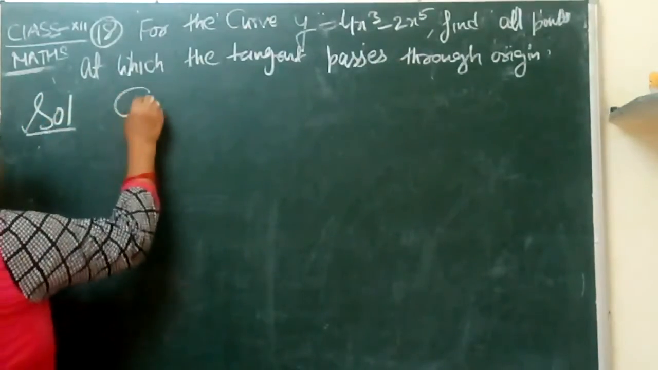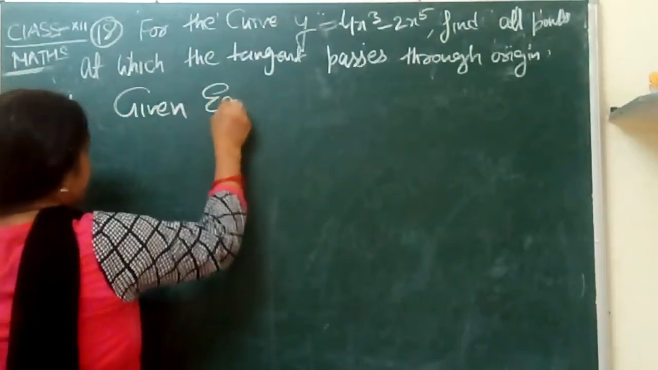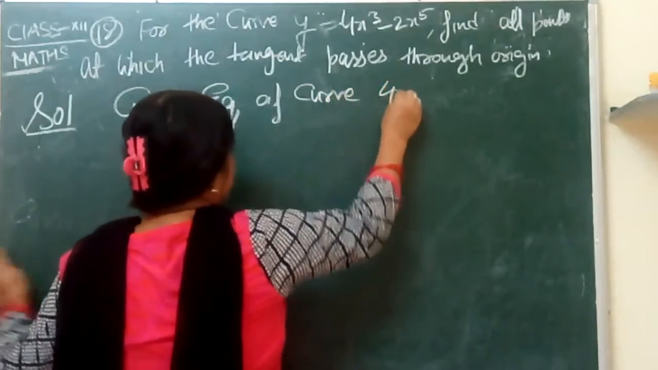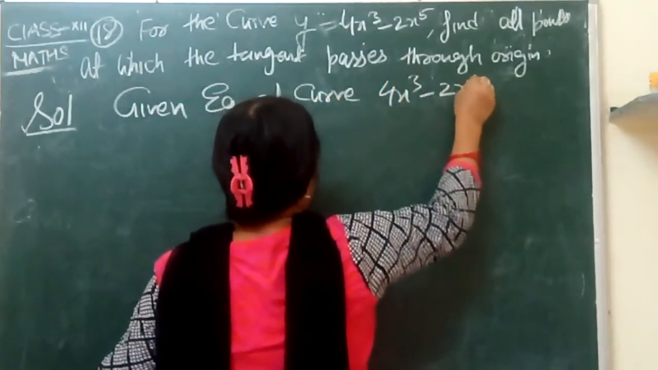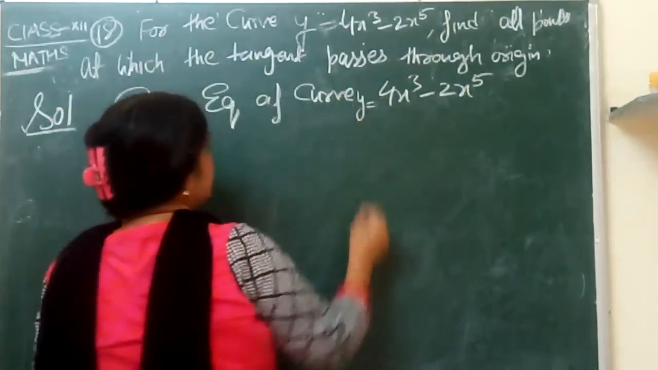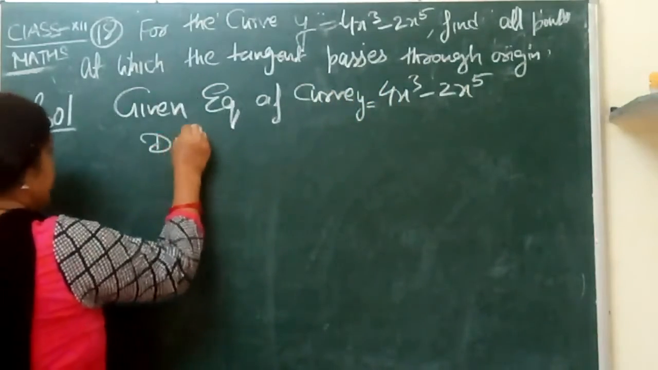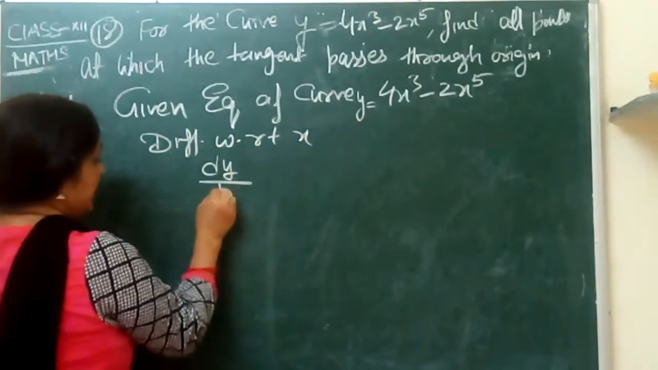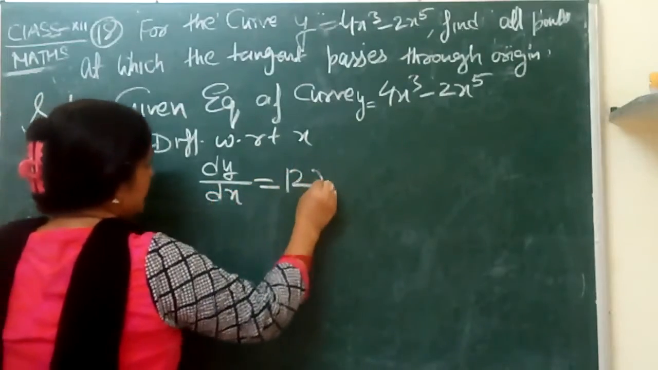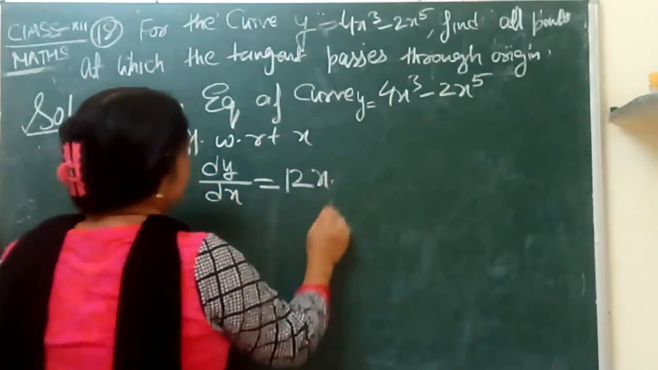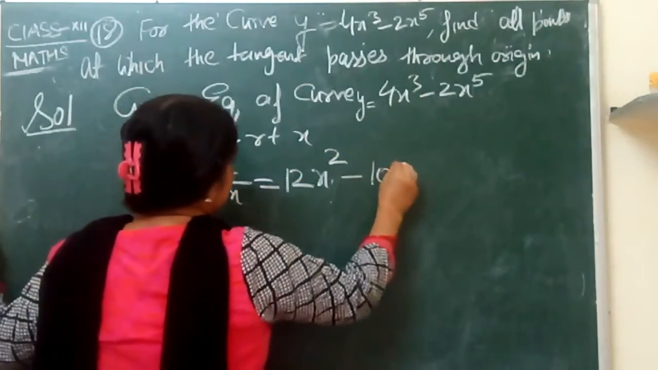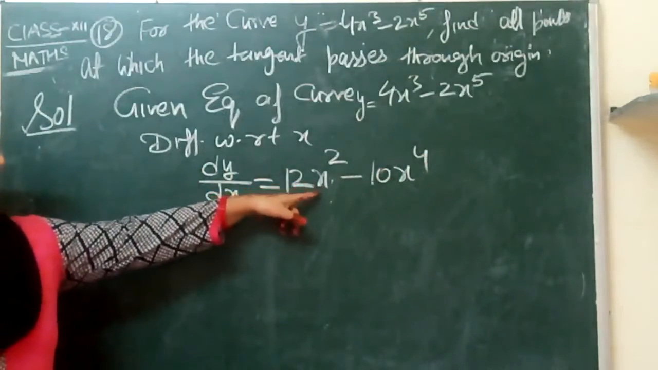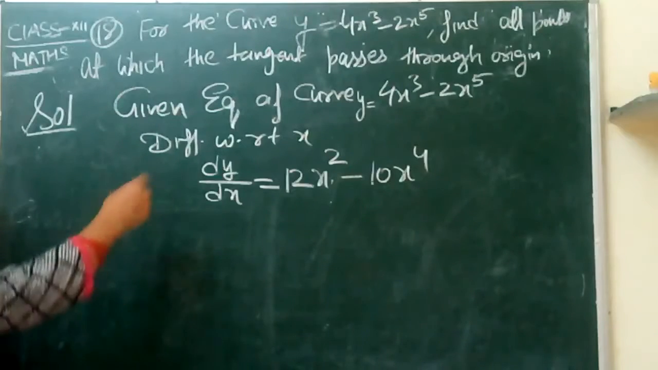The given equation of curve is 4x cube minus 2x raised to power 5. That is y equal to this one. Now differentiate with respect to x. It will come dy upon dx equal to 12x square minus 10x raised to power 4. Dy upon dx equal to 12x square minus 10x raised to power 4 after differentiation.